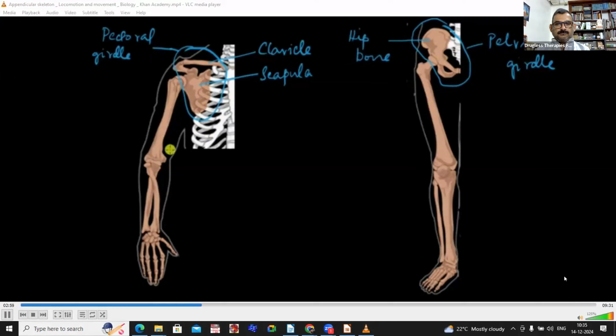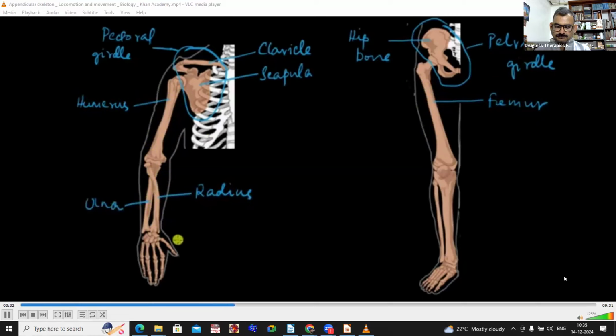Now let's come to the arm. So this is the bone of the upper arm and is called the humerus. And similar to that, our leg has the femur. So that's the thigh bone. Then in the forearm, we have these 2 bones, radius and ulna. So this is radius and this is ulna.